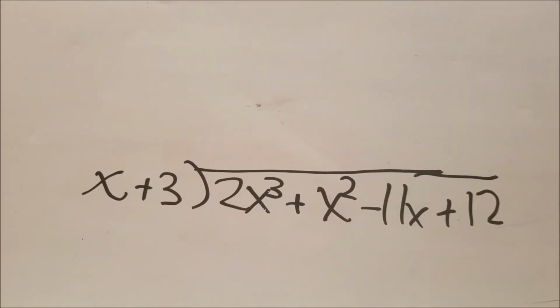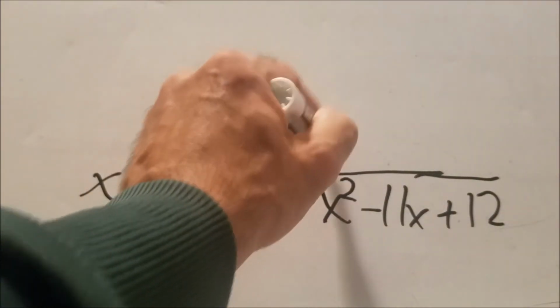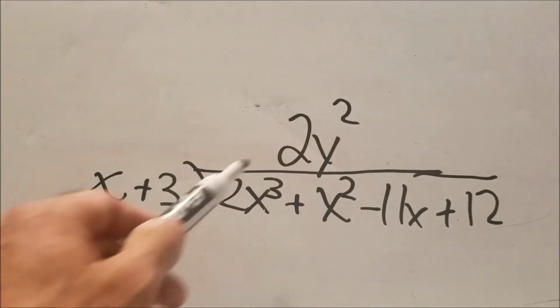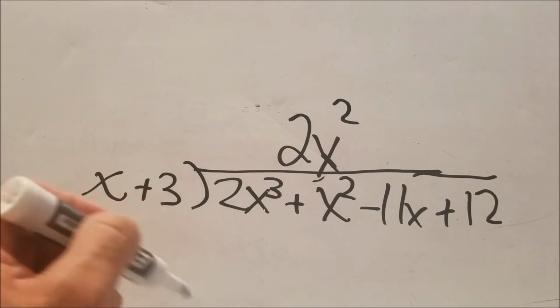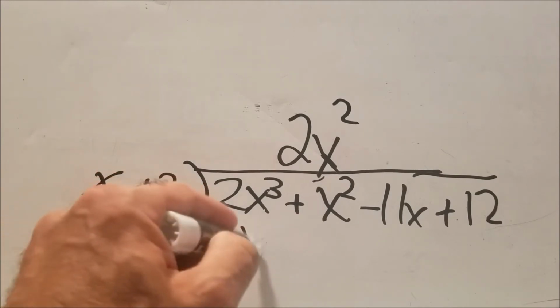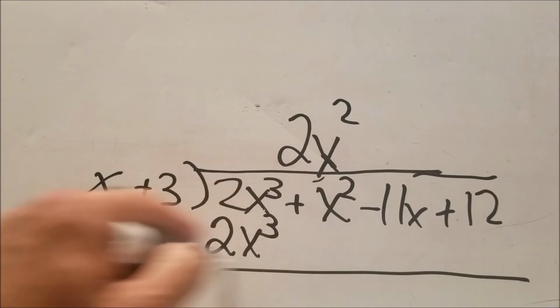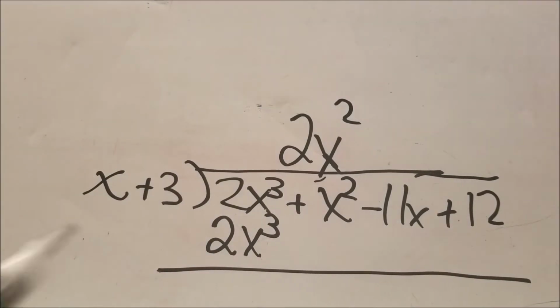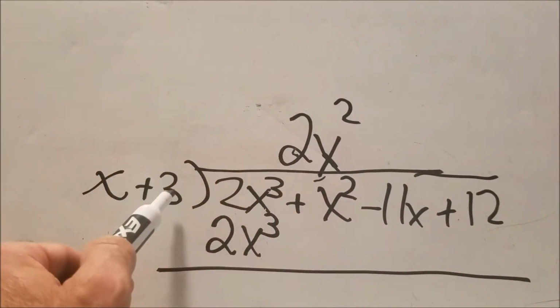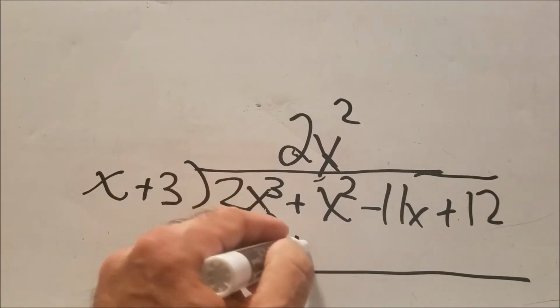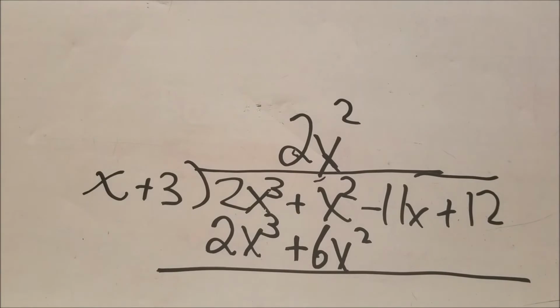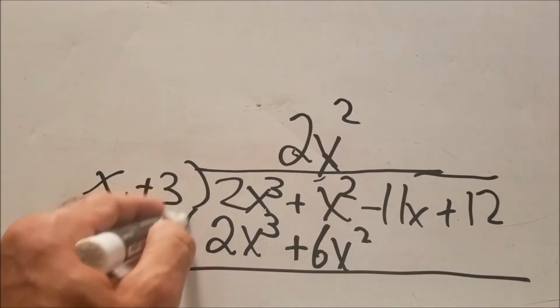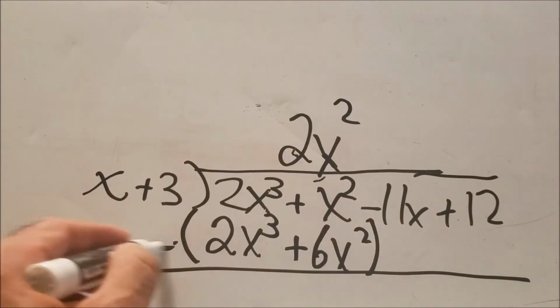Right? And so we know that if I put 2x squared up here, 2x squared times x will give us 2x cubed. See how we did that? And 2x squared times 3 will give us 6x squared. So I'll put 6x squared there. And then we subtract, just like division. Remember, we have this in parentheses here, and we just subtract.